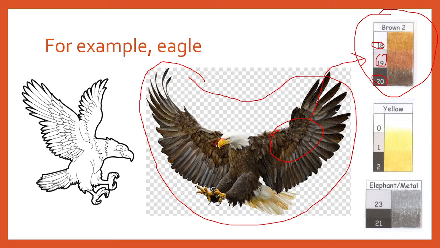And then for the beak and the claws, I think I will use this yellow, or color pencil number 1 and 2. And then of course this part, which is a bit grayish, I would use the elephant or metal color, which is your color pencil number 23 and 21.